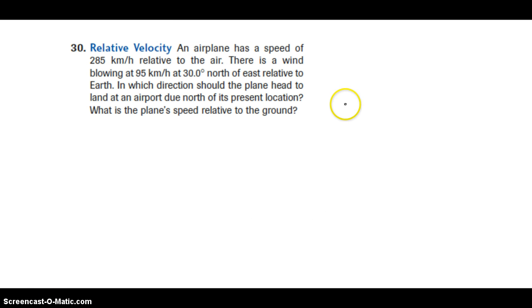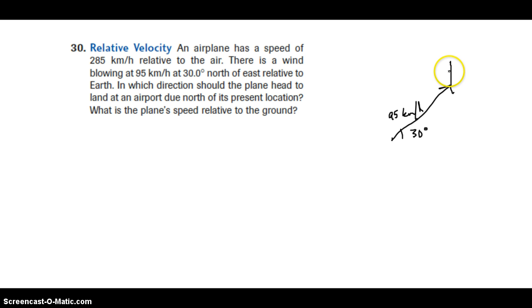Now for this problem, we have an airplane with a speed of 285 kilometers per hour relative to the air, and there's a wind blowing at 30 degrees north of east relative to the earth at 95 kilometers per hour. We want to know which way the plane should head to land at an airport due north. So in other words, we want the resultant to be due north.